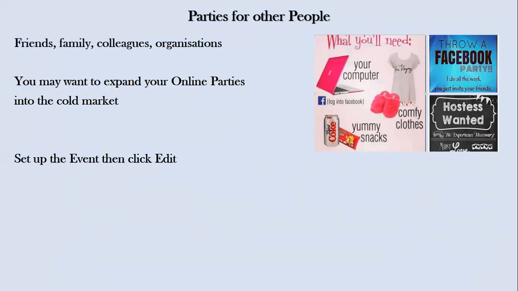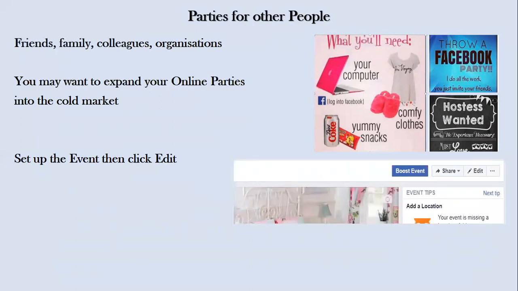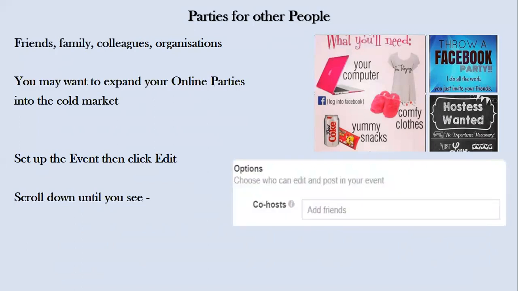Well, it's easy done. You just click the edit button. There's the event there, top right. Scroll down until you see this box, options. Choose who can edit and post in your event and pop in the name of your co-host, whoever you're hosting the party for, and then they can share that with all their friends to get their RSVPs.